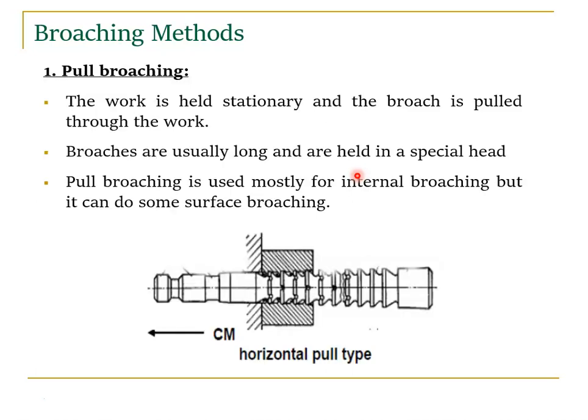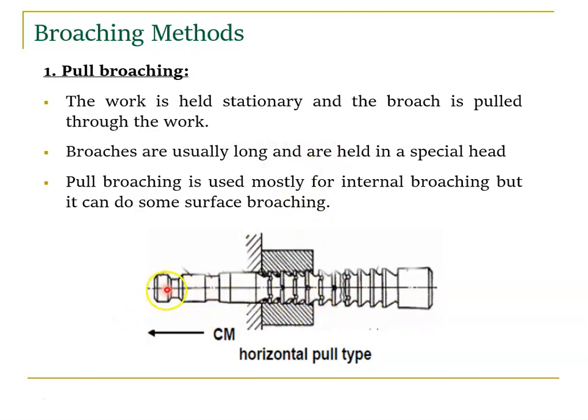So this is pull broaching. Pull means the tool is pulled. The work is held stationary and the broach is pulled through the work. Simple, right? The work is stationary, and I pull the tool to remove metal, so I can say it's a pull broaching. Broaches are usually long and held in a special head.